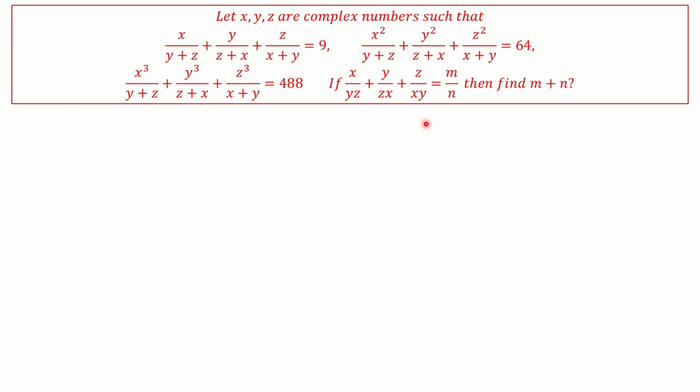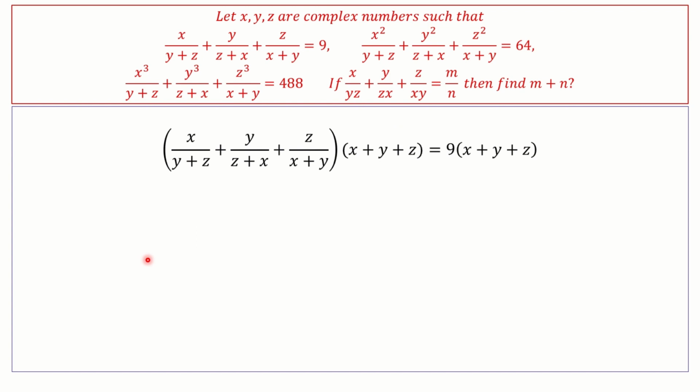Correct? So if you can find the x square plus y square plus z square value and the xyz value, then you get the value. That is nothing but m by n. Okay, so let's go with that. First equation I have taken and I'm multiplying with x plus y plus z on both sides, so it is 9 into x plus y plus z.